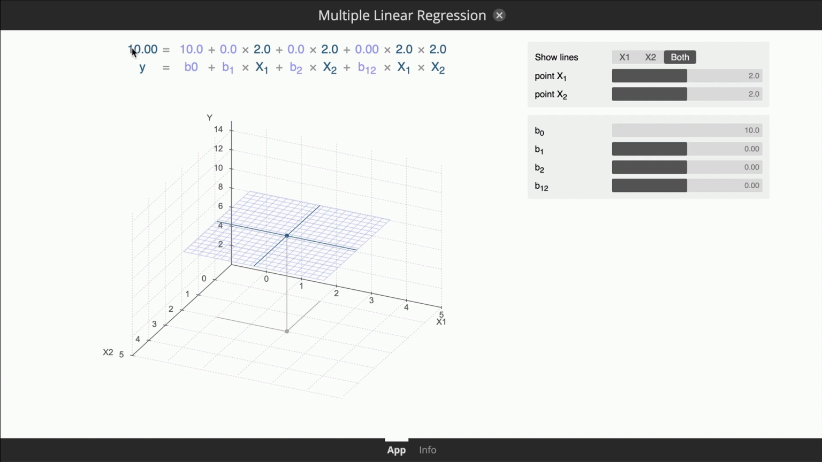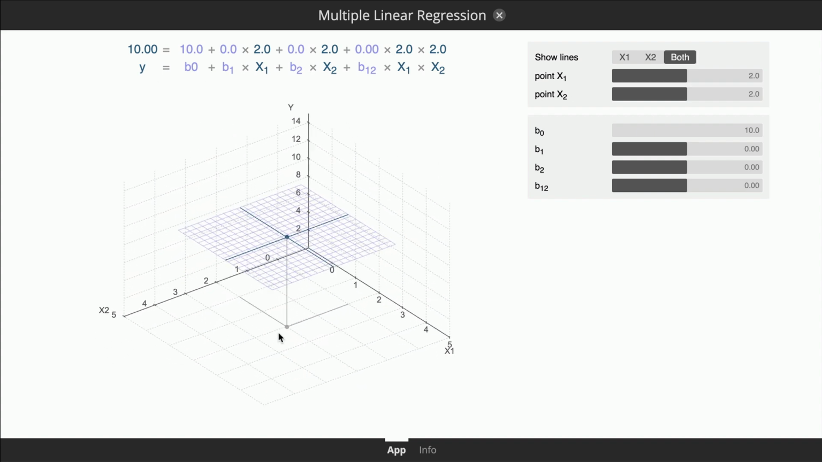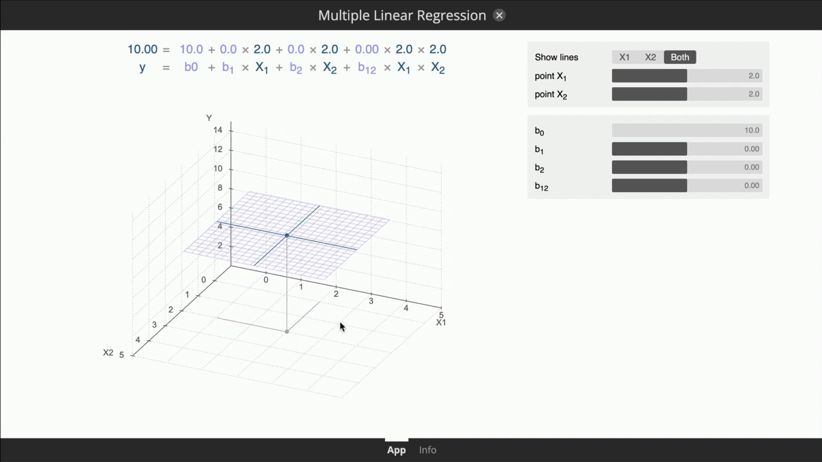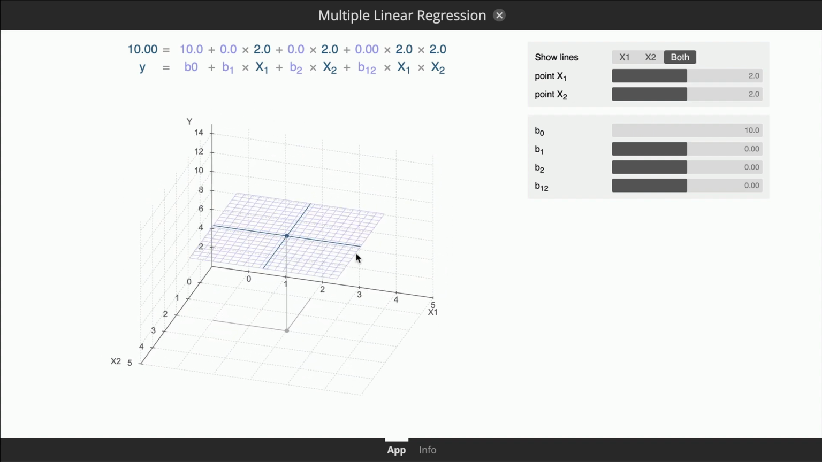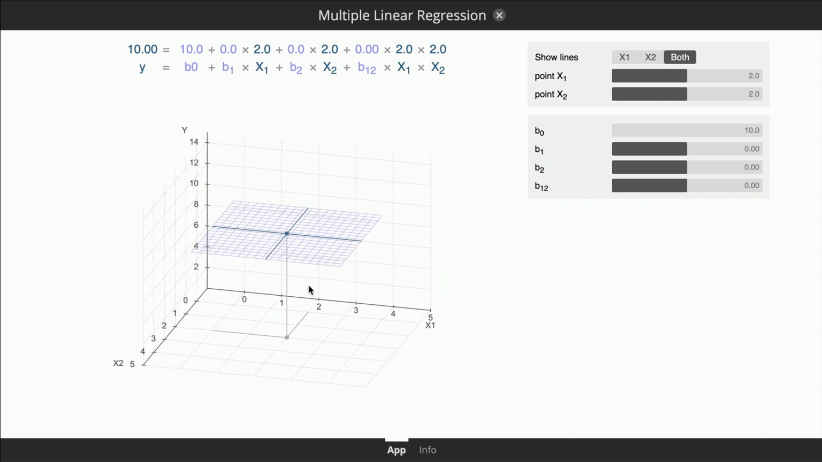And then what you see here is an equation, a multiple linear regression model, which consists of several coefficients, b0, b1, b2, b12, that we will talk about a bit later. And then you can see the visual representation of this regression. You can use the mouse or the arrow keys on your keyboard to rotate this. So this plane that you see here is actually the visual representation of this model. So let's look at that a little bit closer.